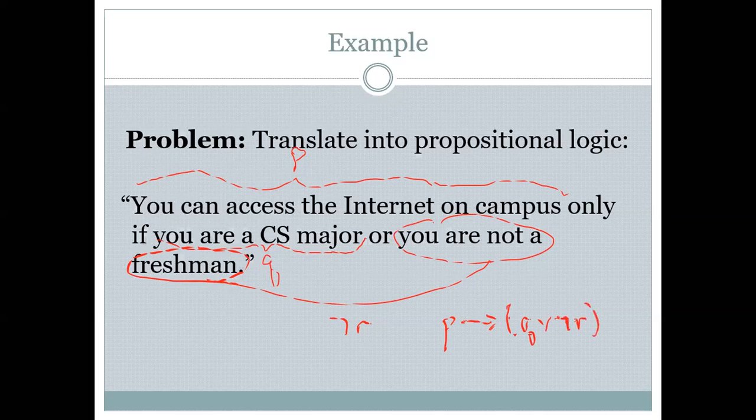Is this more like what people had? So the ability to access the internet implies that one of two things is going on. Either you're a CS major or you're not a freshman. Or both. Both of those things could be true. You might be a sophomore CS major, for instance. So that's how we should think about this for sure. Any questions on that?